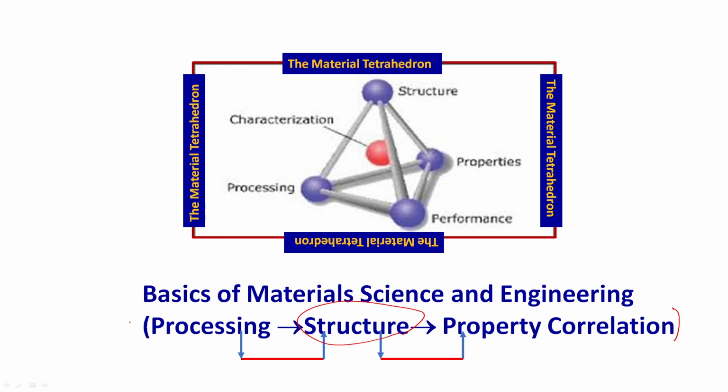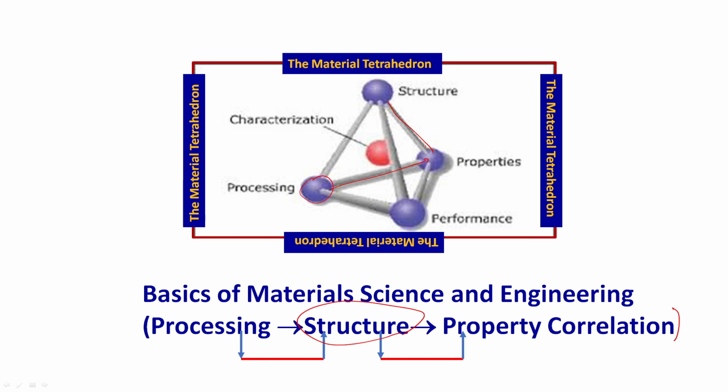this tetraden, what is called materials tetraden, and the materials tetraden talks about the correlation between processing, structure and properties. As you can clearly see here, the processing is related to the properties via structure, and these properties actually dictate the performance of any device or any kind of system which you are going to make using this kind of materials.